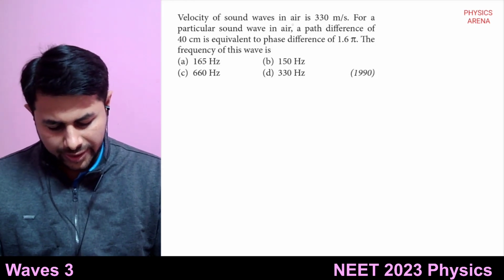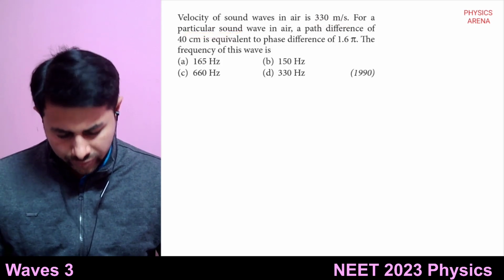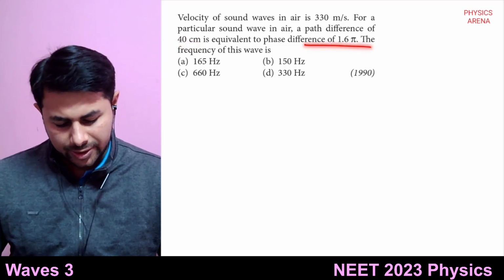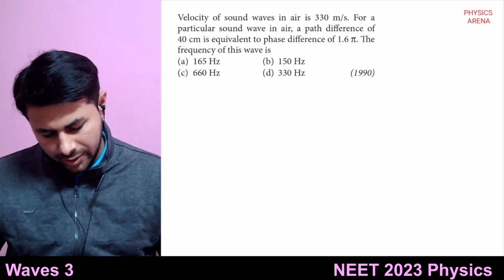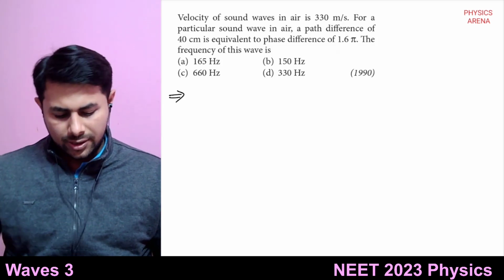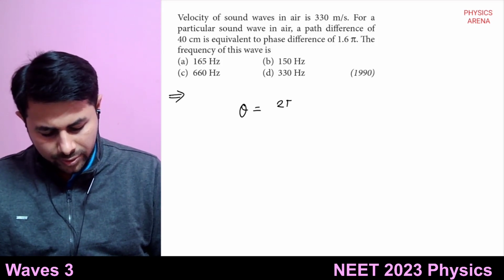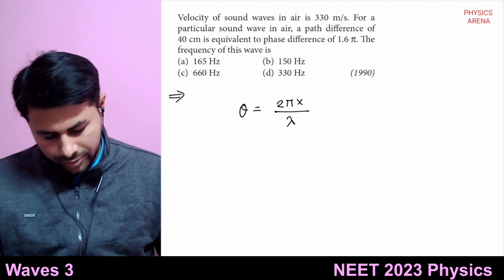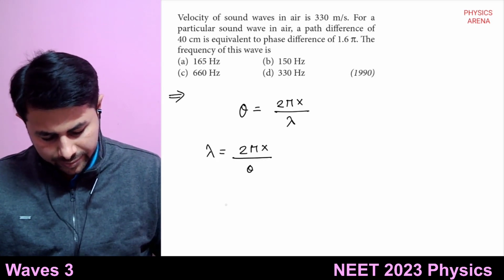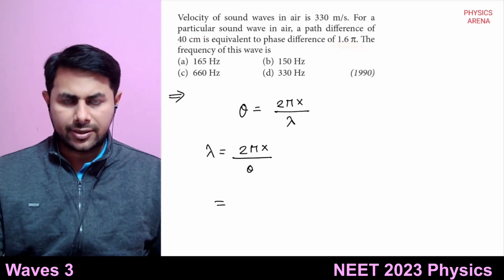The velocity of sound waves in air is 330 meters per second. For a particular sound wave in air, a path difference of 40 centimeters is equivalent to a phase difference of 1.6 pi. Then the frequency of the wave is. This is like the earlier questions that we have solved. Phase difference is given by what? 2 pi x divided by lambda. So we can find lambda from here. It is 2 pi x divided by the phase difference. So x is given, phase is given.